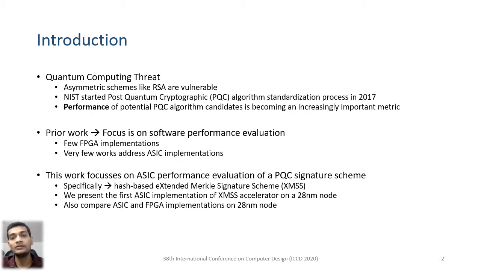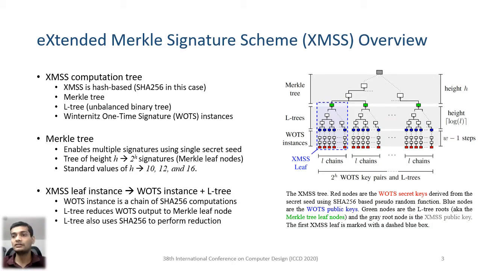Prior work on performance evaluation of PQC algorithms focuses on either software or FPGA implementations. Very few works evaluate ASIC implementations. Our work focuses on ASIC performance evaluation of a post-quantum digital signature scheme called Extended Merkle Signature Scheme, or XMSS in short. We present the first 28 nanometer ASIC implementation of the XMSS scheme and compare its performance with an equivalent FPGA implementation. I will quickly introduce the XMSS algorithm before going into the implementation details.